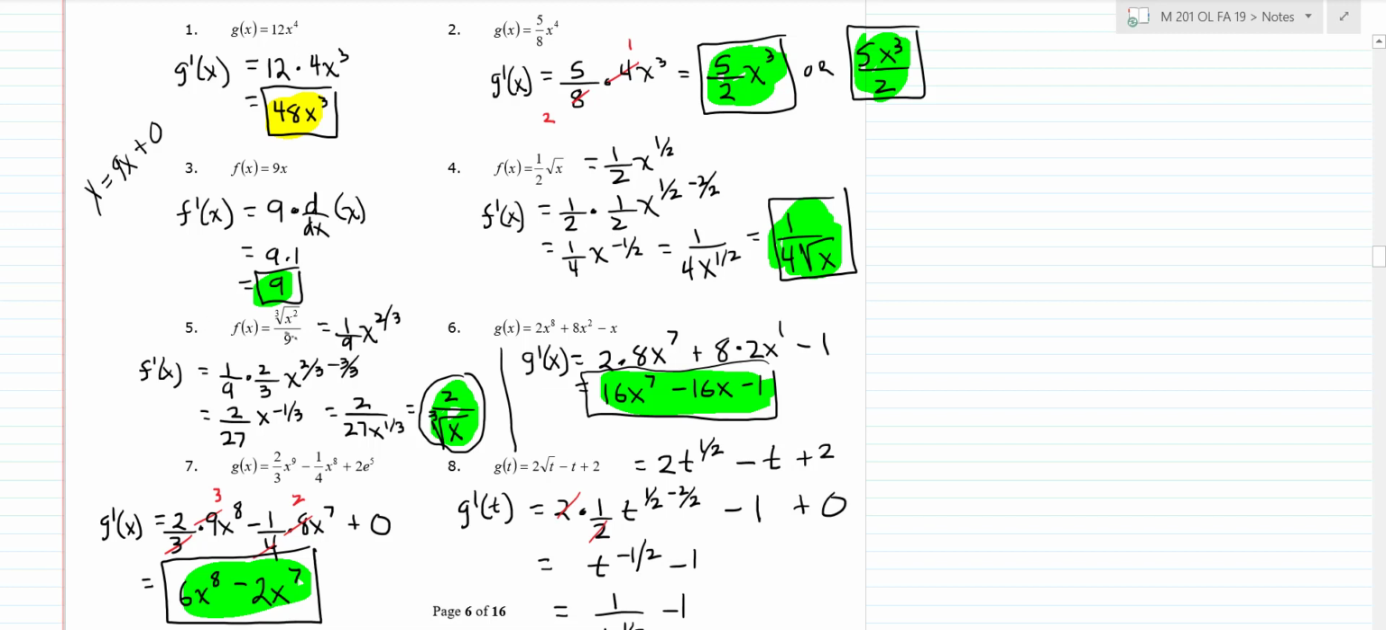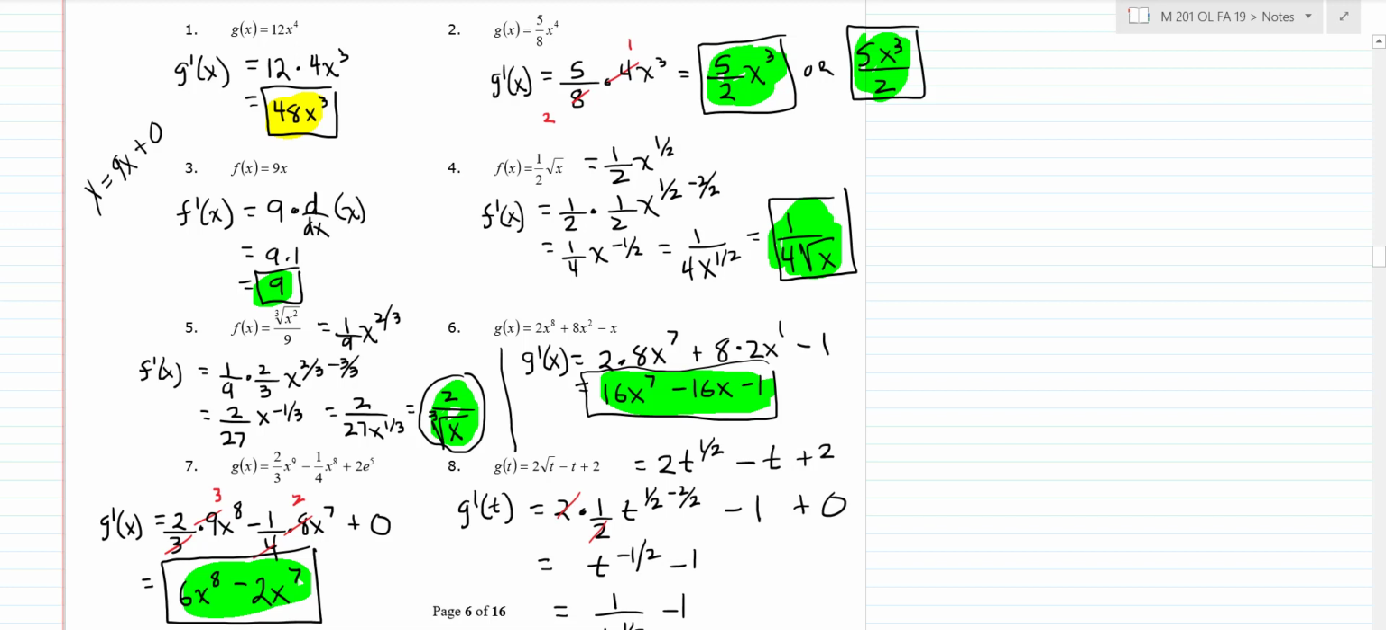Okay, number 5. I would write this like this: 1/9, and that's x to the 2/3. That's how I do that, and then 1/9 is a constant, and then 2/3 minus 3/3 would give this. Make the exponent positive, change it back to a radical.